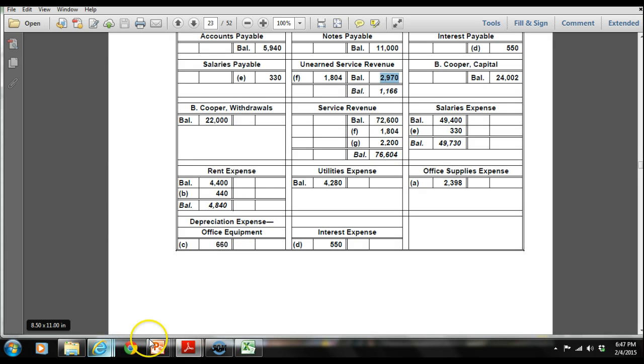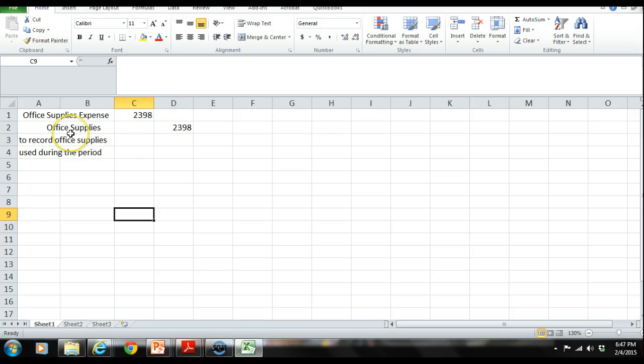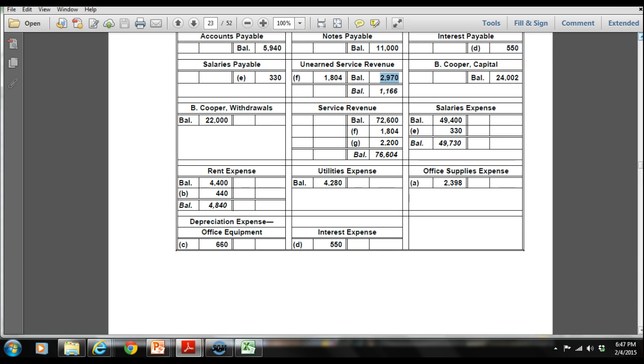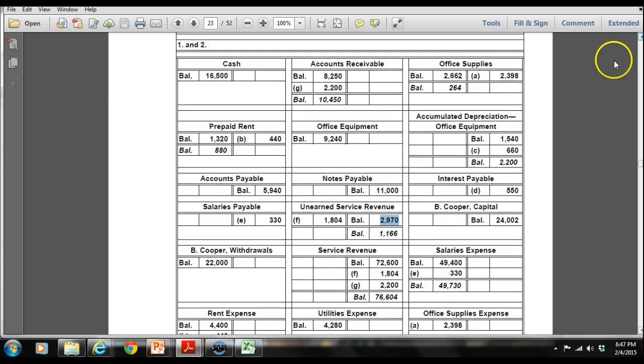But guys, remember, with everything we debit, what do we have to do? We have to credit. So the next one is to credit office supplies of $23.98. So what we'll do there is we'll go up here to office supplies and we'll put an A over here on the right hand side, the credit side. We'll put an A and we'll put in that same amount, $2,398. Okay? Does that make sense so far?